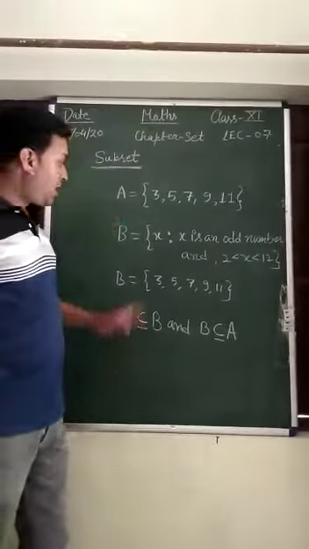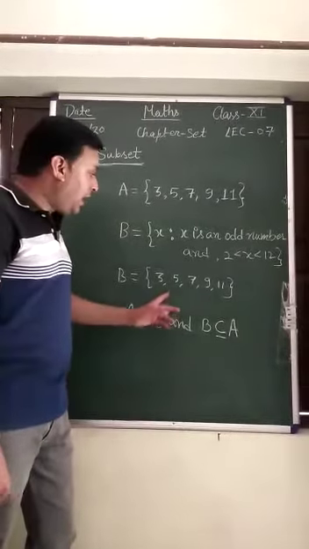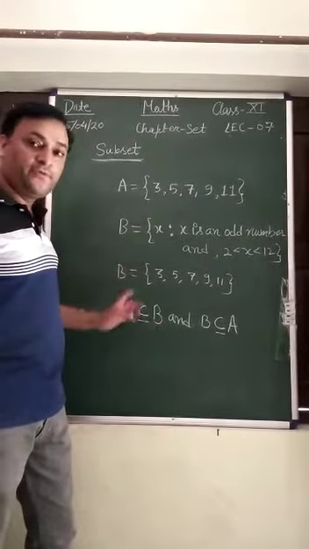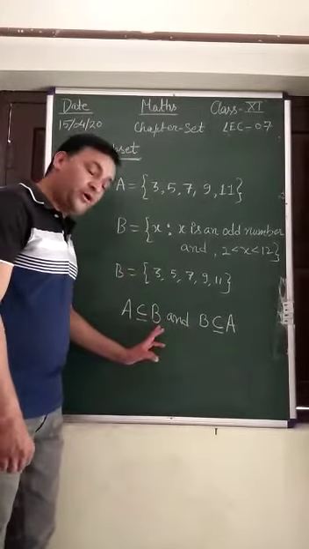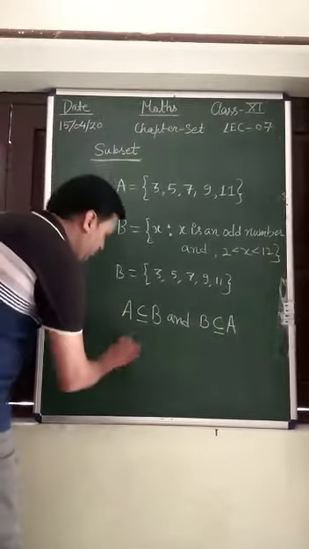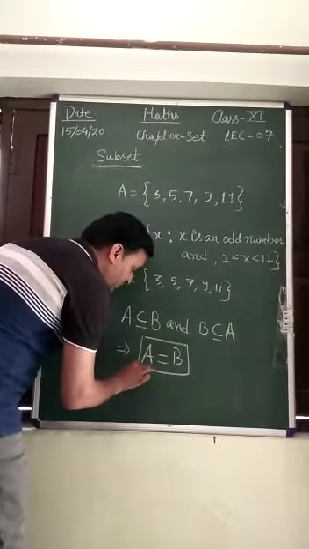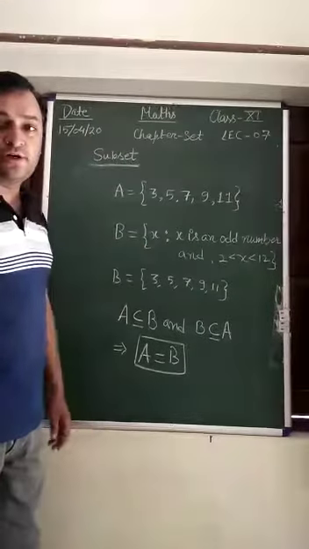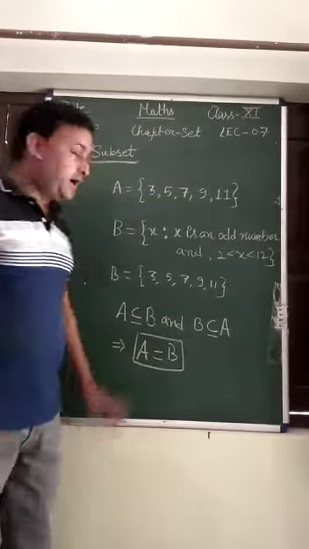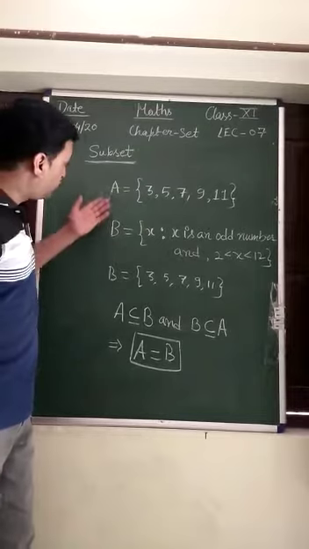Now students, we can say the sets A and B are equal sets because they have the same elements. A and B have the same elements. So if A is a subset of B and B is a subset of A, this can be possible only when A equals B, students. So A equals B, because these two sets A and B are equal sets.